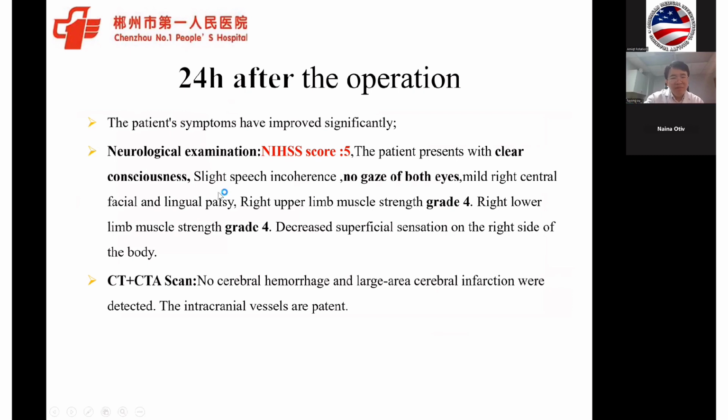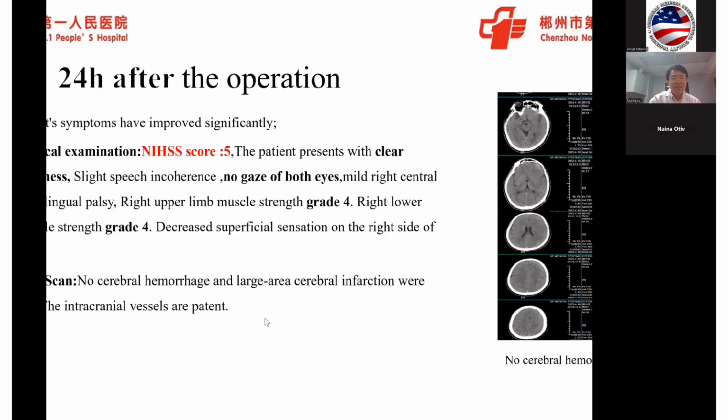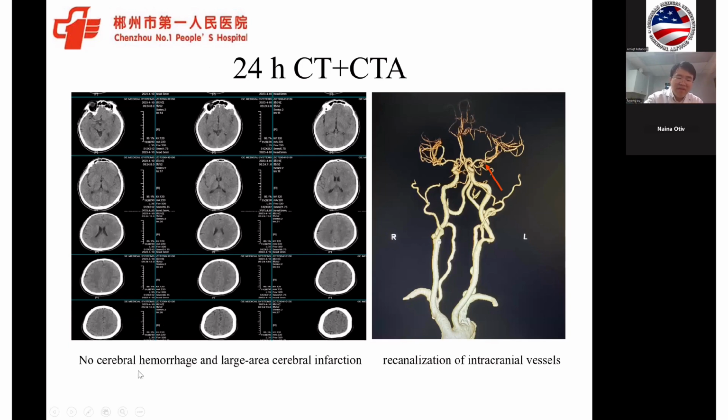24 hours after the operation, the patient's symptoms have improved significantly. The NIHSS score is only 5, has no gaze deviation of both sides, and has clear consciousness. The muscle strength recovered to grade 4. And we checked the CT, no cerebral hemorrhage. Here is the CT. We find no cerebral hemorrhage, and the intracranial vessel is good.